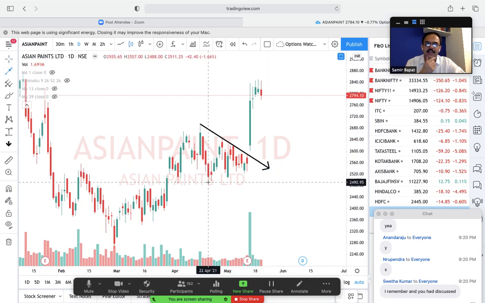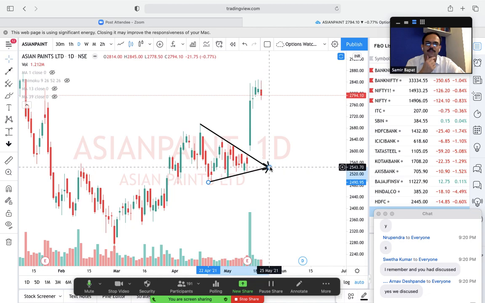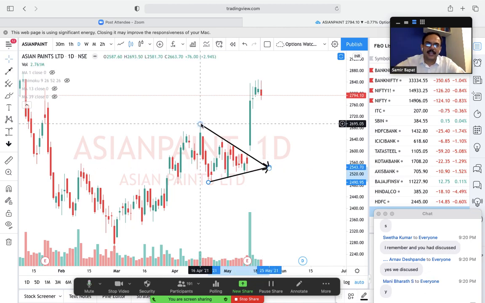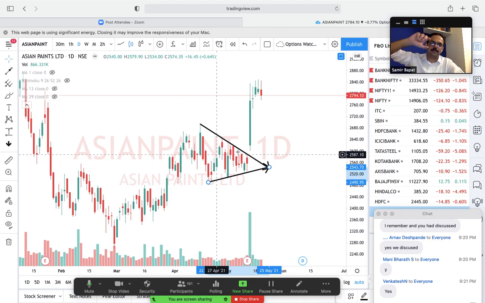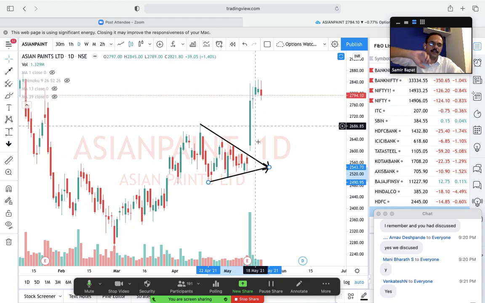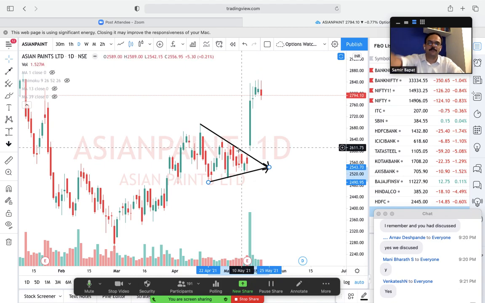And see, has it delivered its promise on breakout? It's 2695, 2485. 2695 minus 2485, 200 points on from here. It has gone to 2700. Almost, it has delivered its promise.